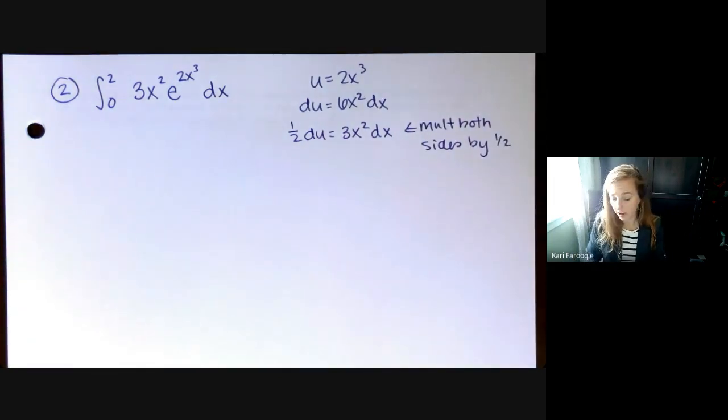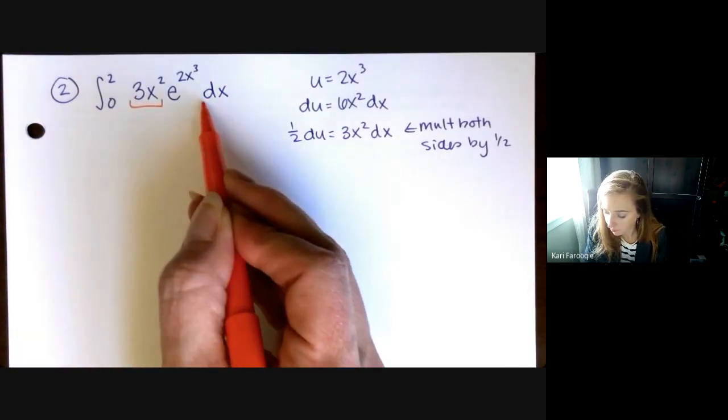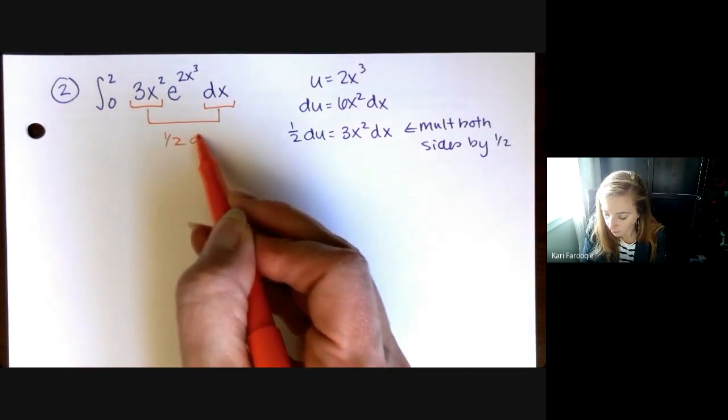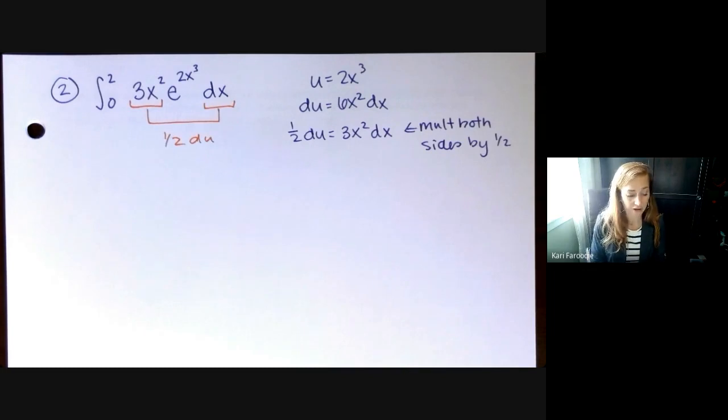So now I have 3x squared dx. This is my 1/2 du. And then I have e to the u as the other factor inside the integral. All right, I'm going to start out changing my limits of integration to u limits because I like to do that. And I think it's very sophisticated. So I like to do the thing that's sophisticated.